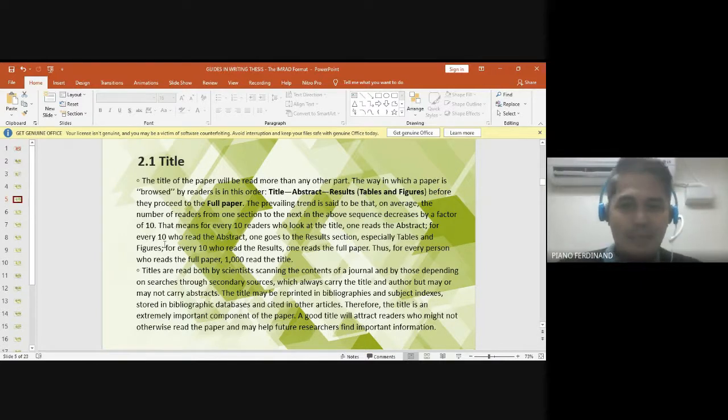Or let's put it this way, para makita nyo talaga yung factor of 10. For every 100 readers or researcher or reviewer na nagbasa ng title or nakakita ng research title, only 10 from them will proceed to the abstract and read the content of the abstract. Okay? So on and so forth.